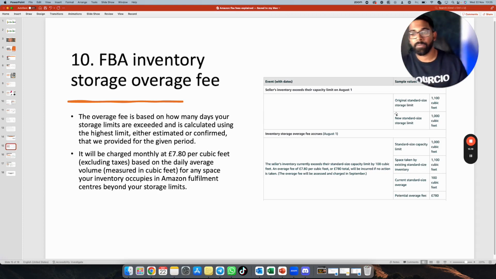So if your agreed capacity is 1,000 cubic feet, and you went to 1,100, then for that extra 100 every month you'll be charged £7.80 per cubic foot. So in this case, if you exceeded by 100 cubic feet, you'll be charged £780. So that's something you don't want to do.